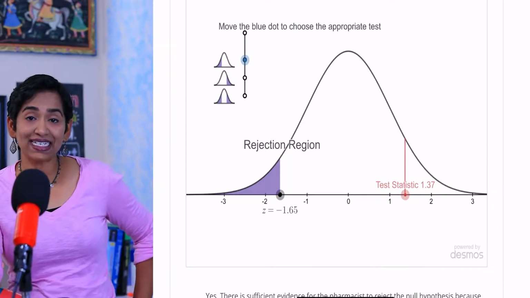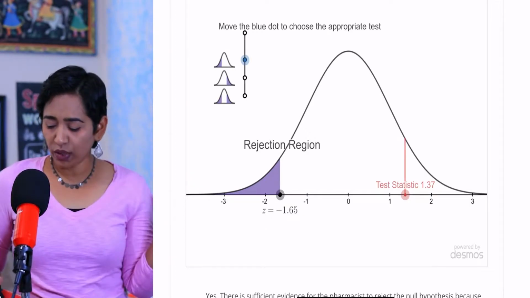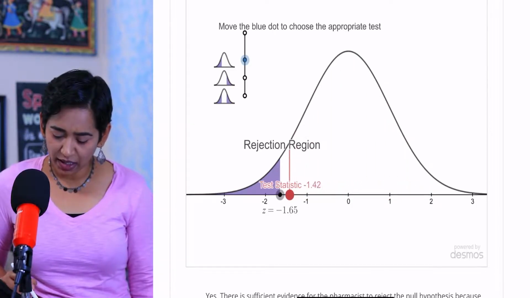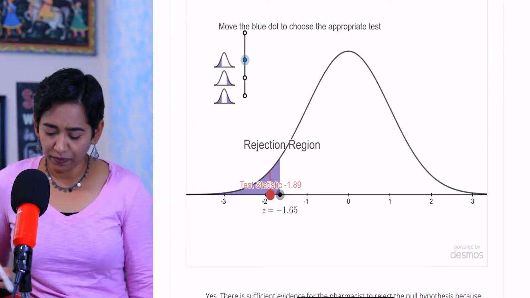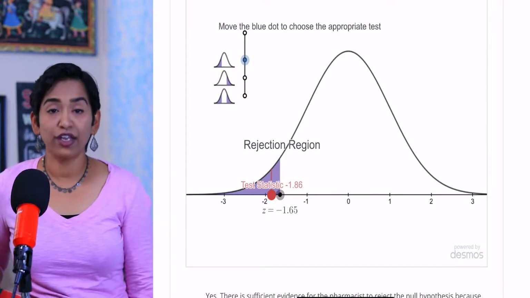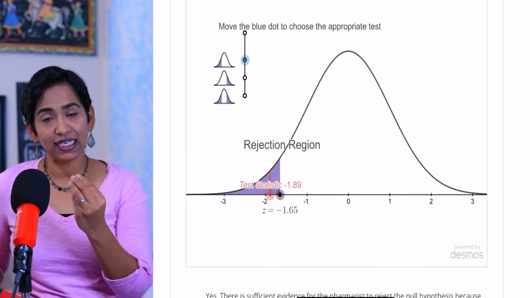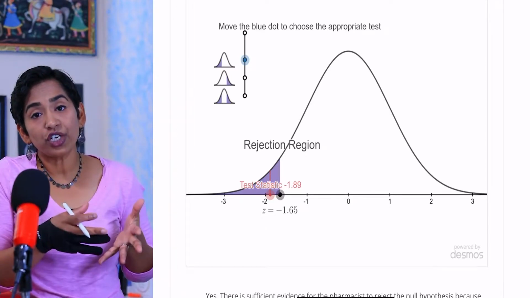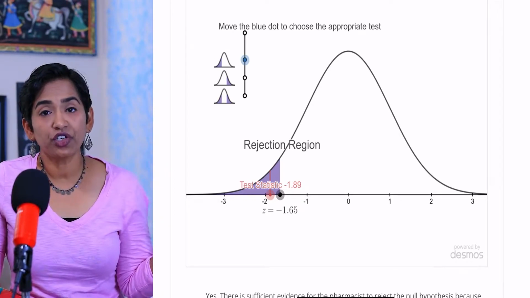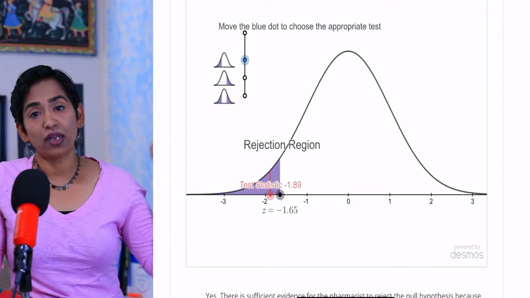And my test statistic was negative 1.89. So I'm going to move it all the way to the left. There you go, 1.89. Now take a look. Look at what the test statistic is. It is in the rejection region. It's falling in the shaded region. When it falls in the shaded region, I have strong evidence to reject my null hypothesis.